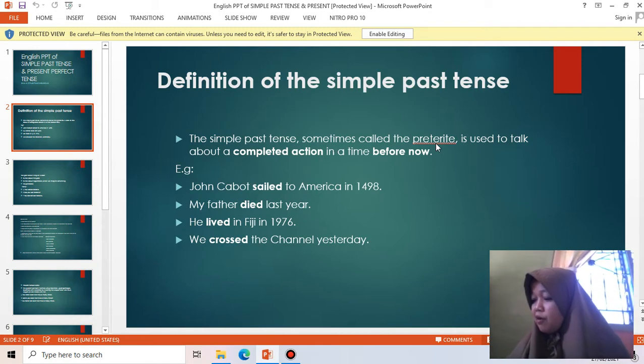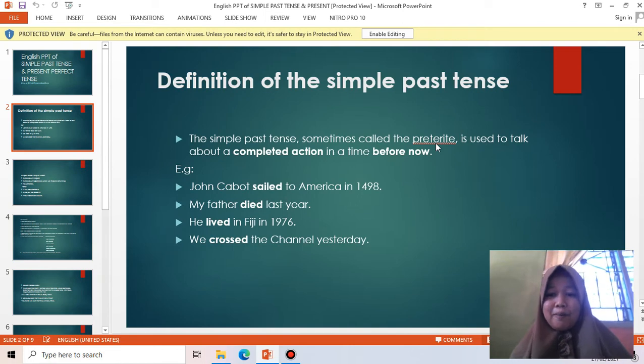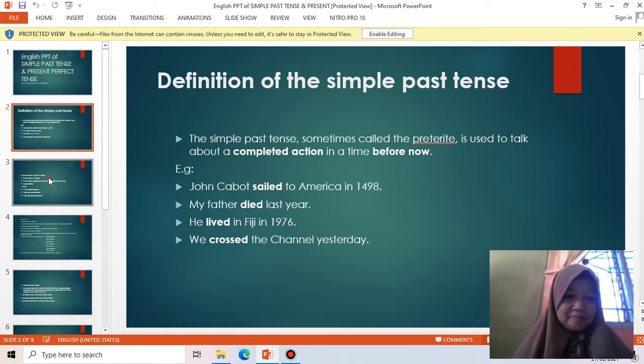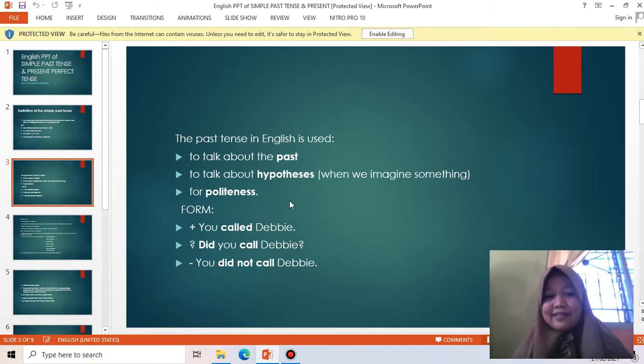So, another definition about simple past tense. The usage of simple past tense is to express completed actions in the past, to describe a series of completed actions in the past, or to express habit in the past. As you see, the other usages of past tense in English are to talk about the past, to talk about a hypothesis when we imagine something, or for politeness.